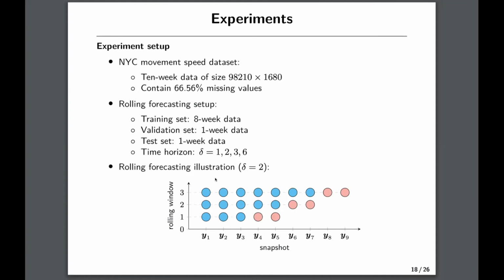Rolling forecasting is very simple to understand. If the forecasting time horizon is set as 2, then we can forecast the future data point by using Y1, Y2, Y3, Y4, Y5. And this is the basic idea of rolling forecasting.